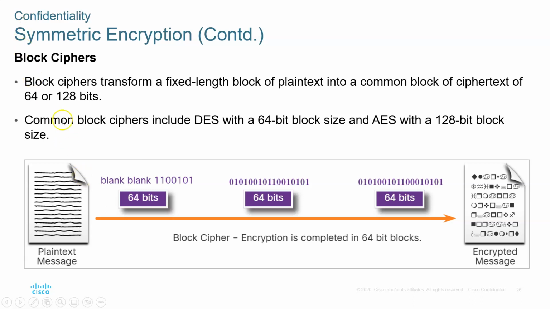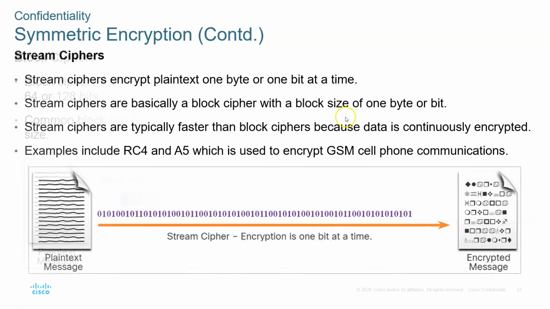Block ciphers take blocks of data and encrypt them with the key. Right? You get blocks of data. That's called block ciphers. DES does that, and AES does that as well. It's a little bit longer than stream. So write this down too.